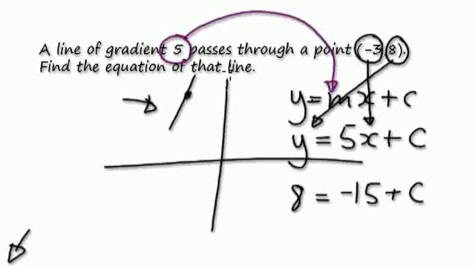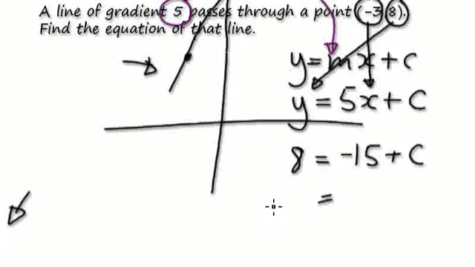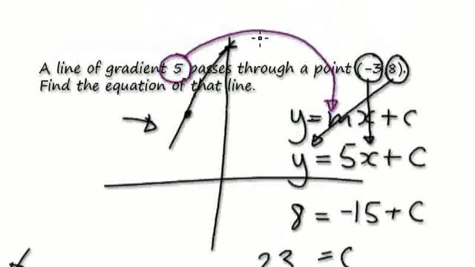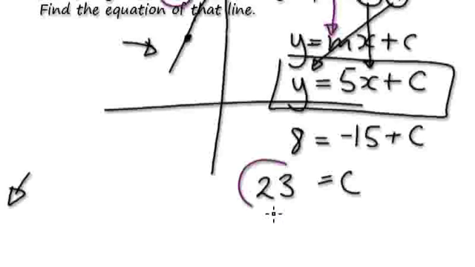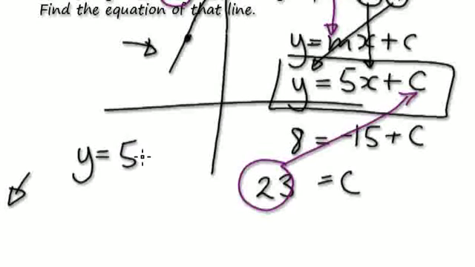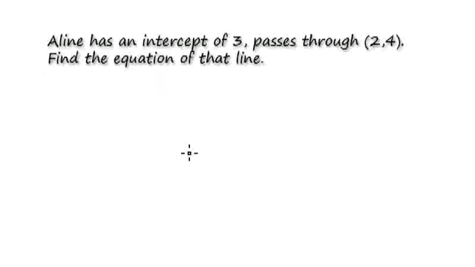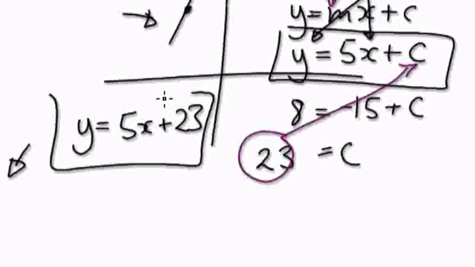plus c. Don't forget the c will be quite big, because if you extend this line here, you see the intercept is quite high up. So now add 15 to both sides. So this will be 23. c equals 23. So this point here is 23. Okay. Earlier we were almost there. We needed a c. Now that we know the c, let's put it in here. So the overall equation here would be y equals 5x plus 23. Okay. All right. So this is your equation.